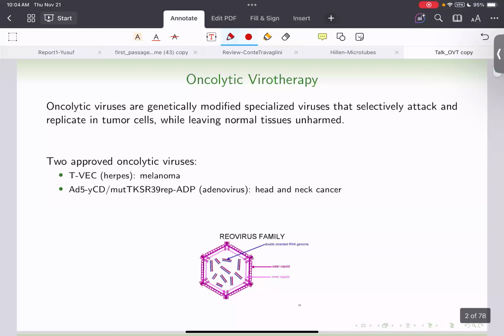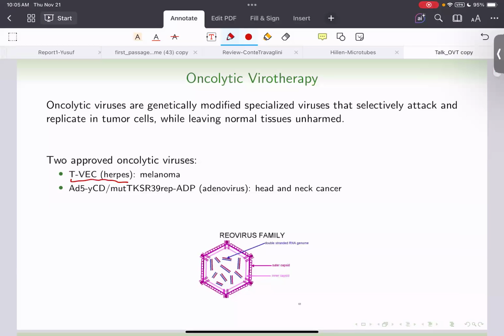So let me talk again about oncolytic virotherapy. As I said, it is long ago that we talked about this. So the idea is crazy. So you want to use a virus to treat cancer. And typically virus is considered to be something bad and something which makes you sick and you want to avoid. But here we want to actually use it for something good. We want to use it to cure or at least inhibit the growth of cancer or control the growth of cancer. There are two approved oncolytic viruses.